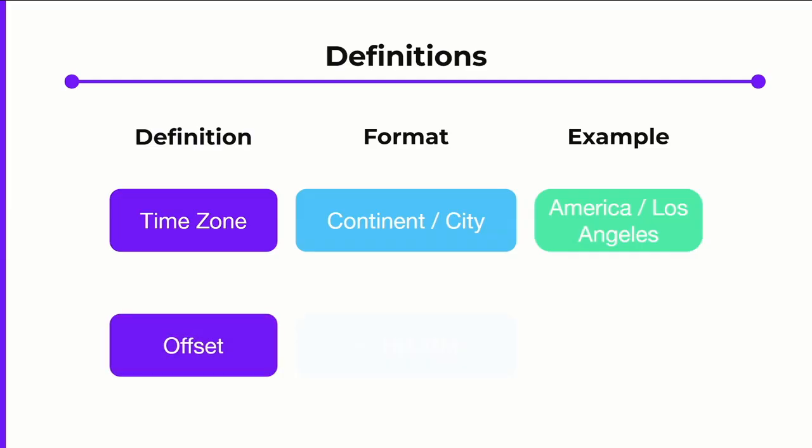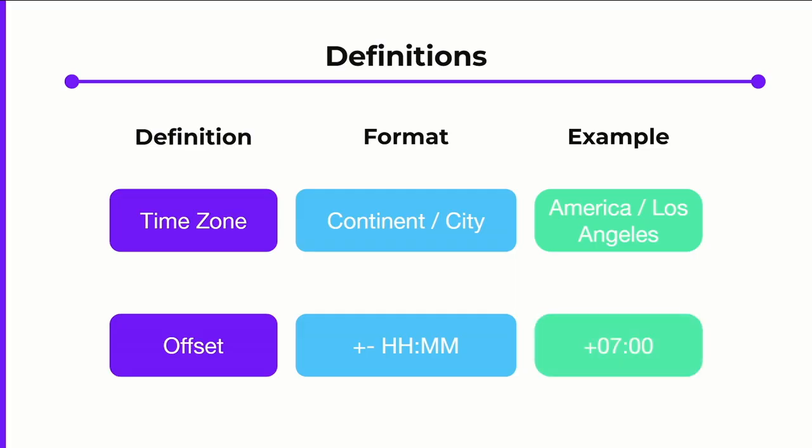Offset, represented as a string in the format plus or minus hours and minutes. It represents the difference in hours and minutes between the specified time zone and Coordinated Universal Time, UTC. This offset enables precise time conversion across different regions and must align with the standard time difference of the provided time zone field.